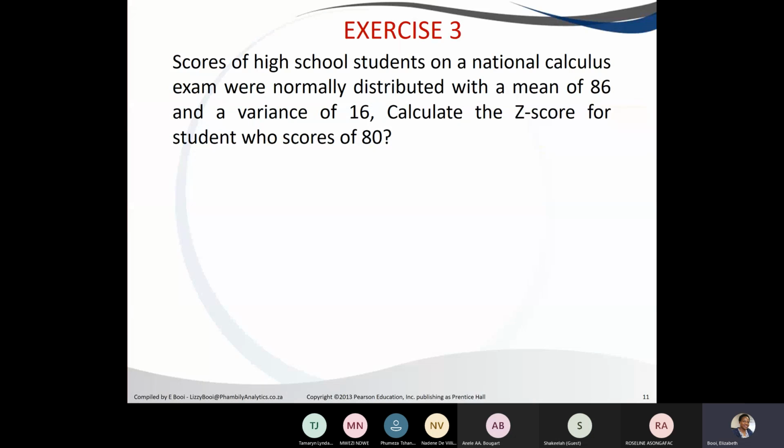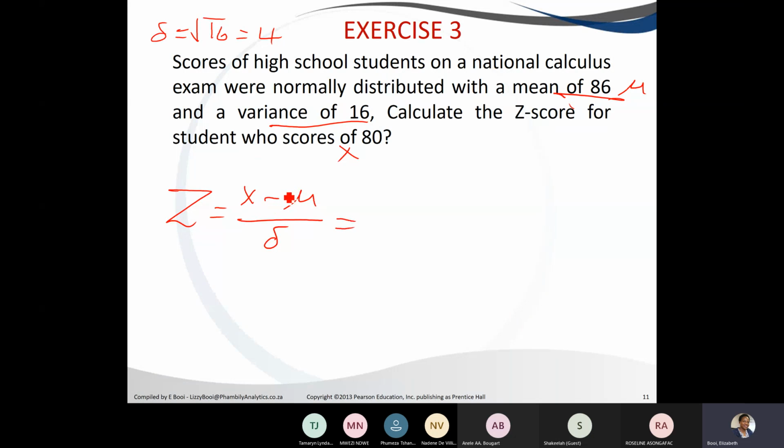To answer this one, we know the formula is Z equals X minus the mean, divided by the standard deviation. What we are given, we're given the mean of 86. The variance, we know the standard deviation will be the square root of 16, which is equal to 4. We've done it previously. And our X is 80. So we just say 80 minus 86 divided by 4, which then gives us minus 1.50 if you calculate. And that's how you standardize the values. Any question?